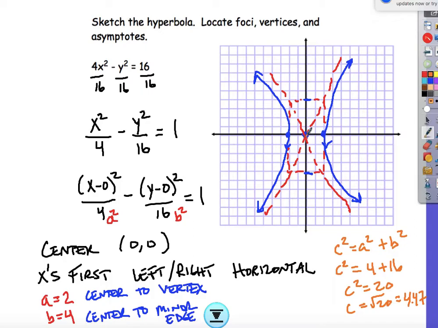So I need to go horizontally from that center about 4.5 to the right, 1, 2, 3, 4.5-ish. There's a focus, and about 1, 2, 3, 4.5 to the left. And remember, those foci should be inside those parabolas, kind of like a Pac-Man eating a dot. All right, so that's that graph.